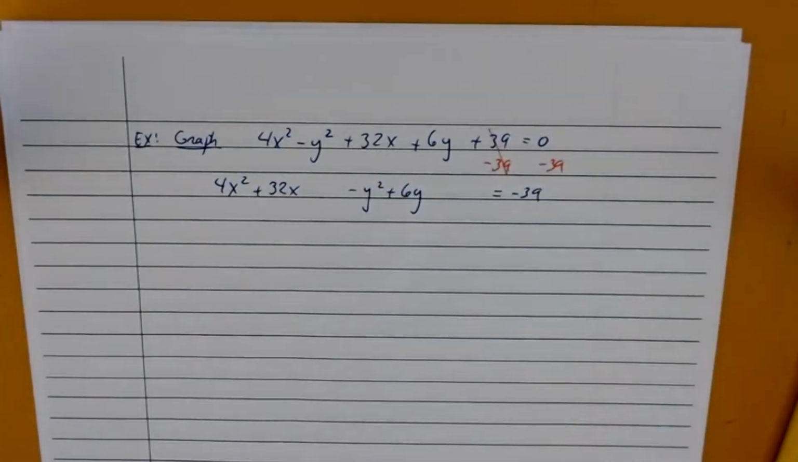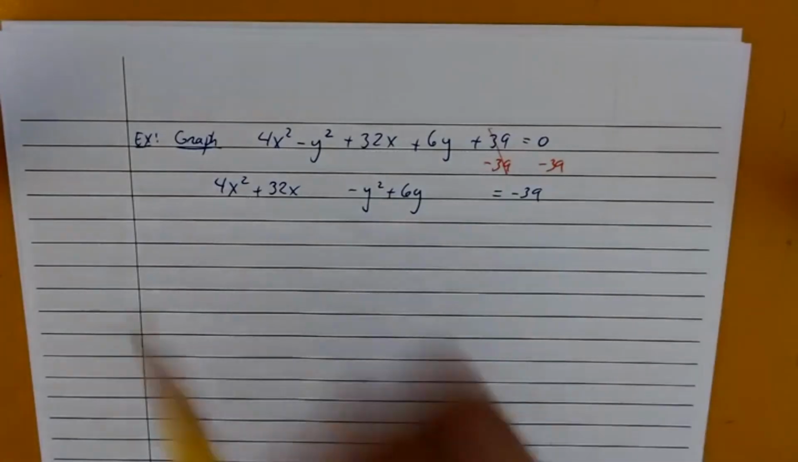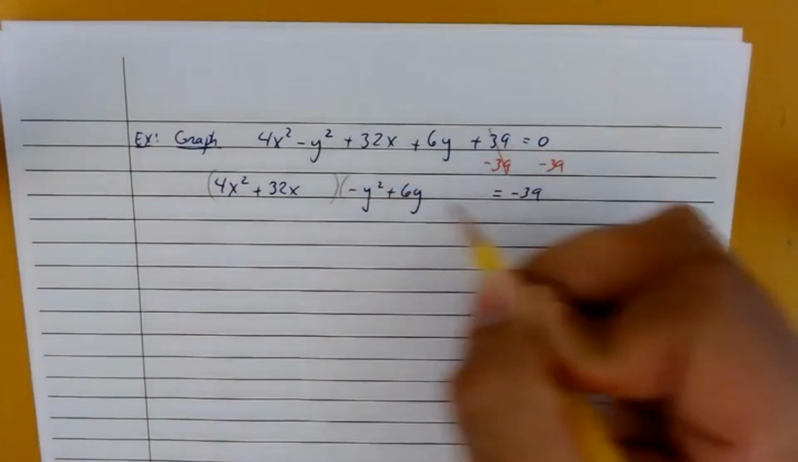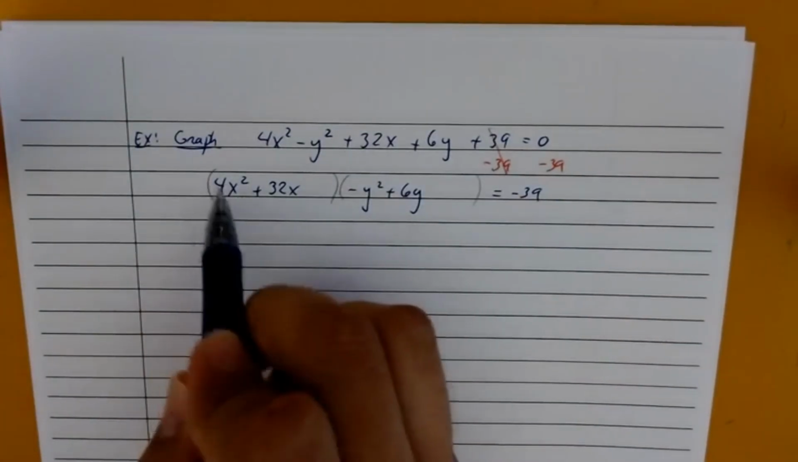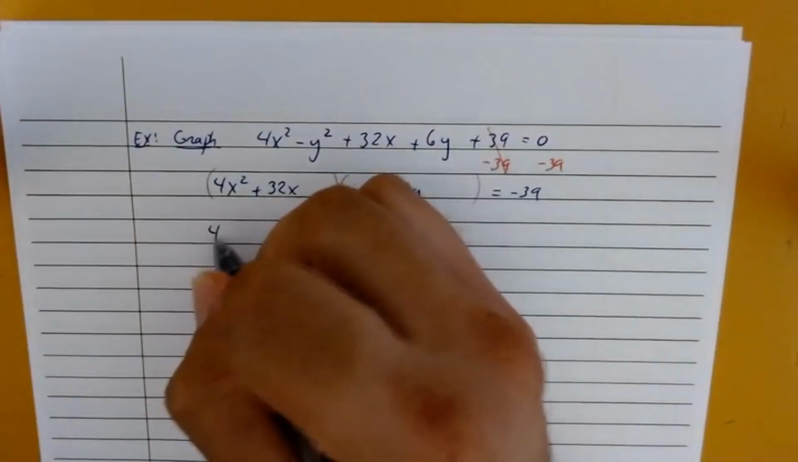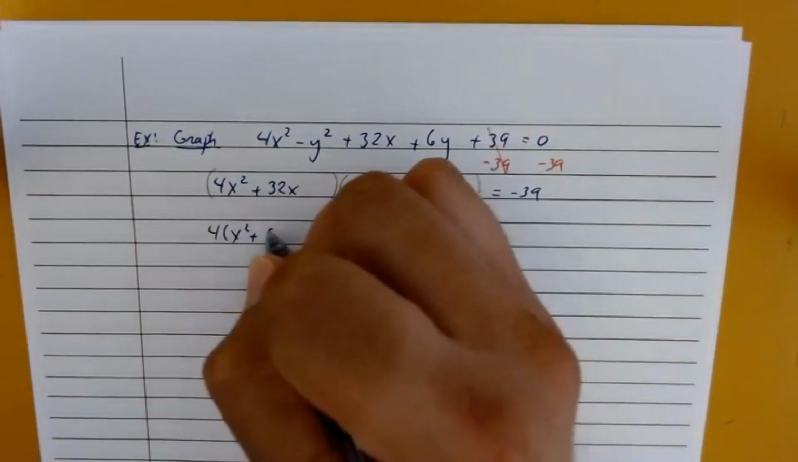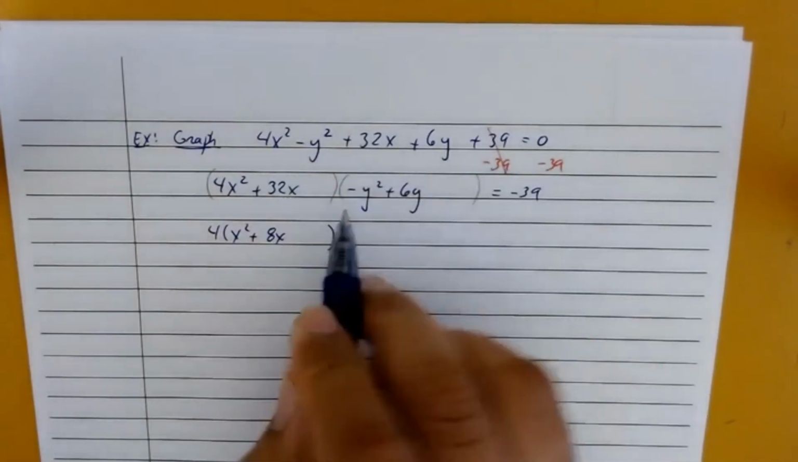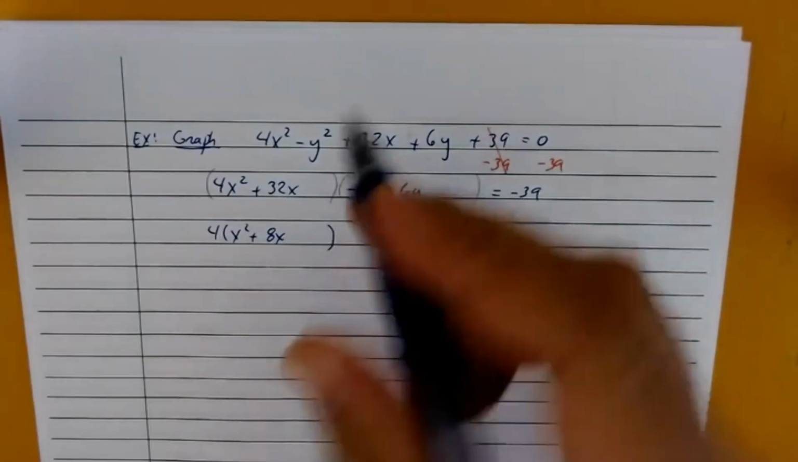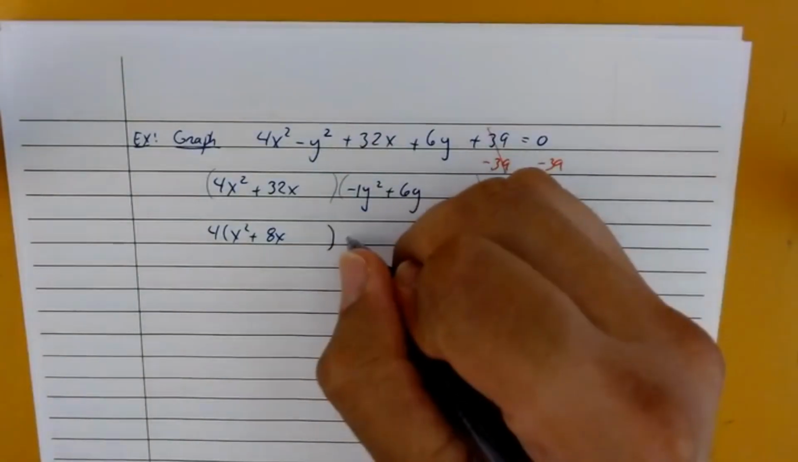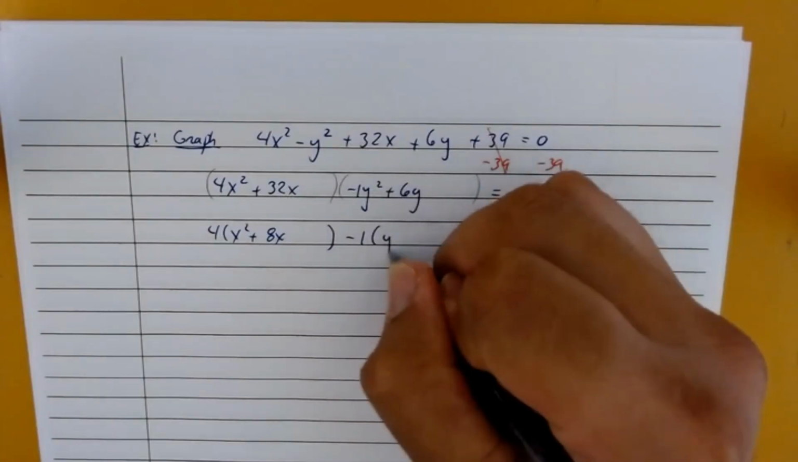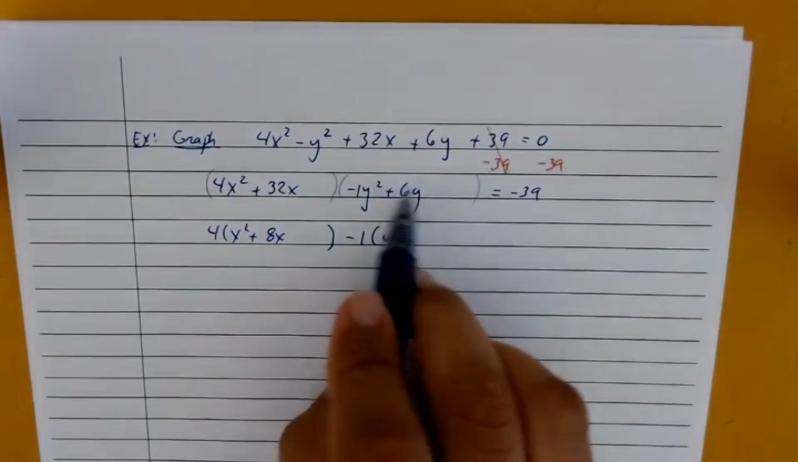Like that. Okay. Next, I want to group these together, and I want to factor out the lead coefficient. Here, that lead coefficient is 4. So if I factor out 4, I get x squared plus 8x. Over here, the lead coefficient is negative 1. You can write negative y as negative 1y. So if I factor out negative 1, that's going to give me y squared, and then that positive is now a negative.